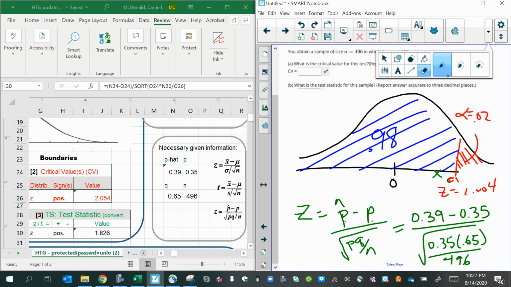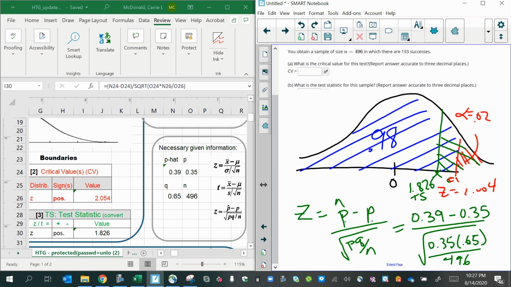So my value here, 1.826, outside of the rejection region, we fail to reject the null hypothesis. Also, that's our test statistic. We can use that to find the area to its right, and that will be our probability value, or p-value. This is the probability that we would get something at least this extreme by chance.